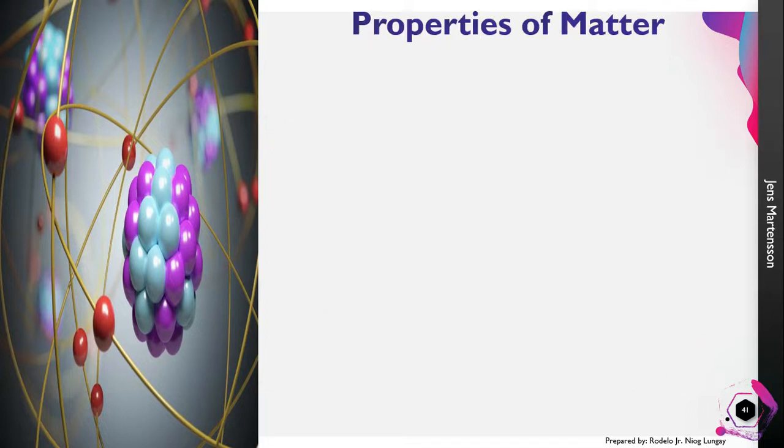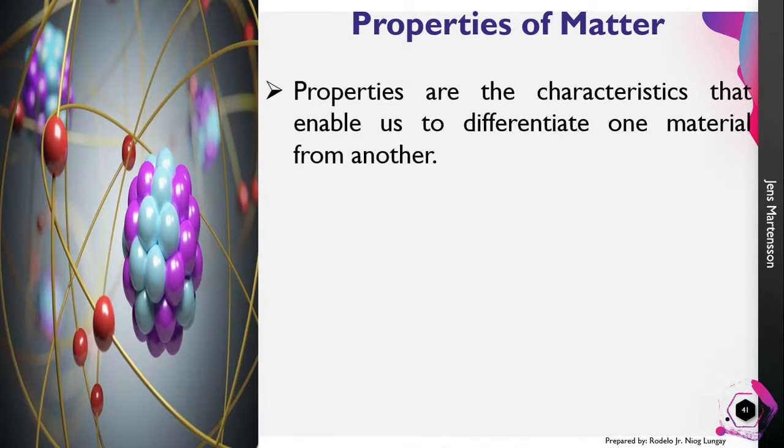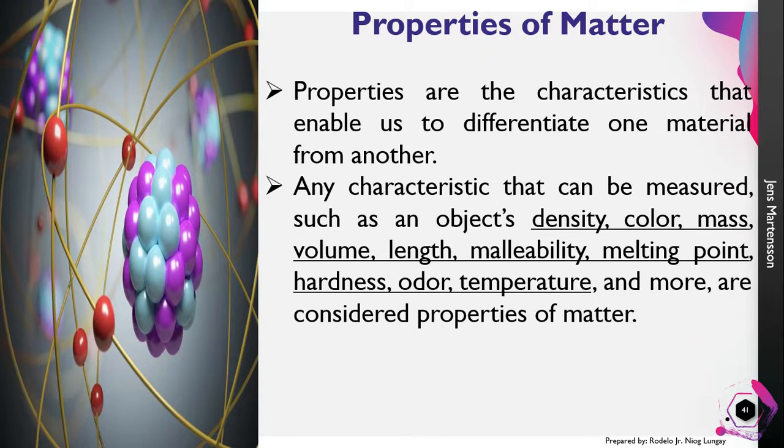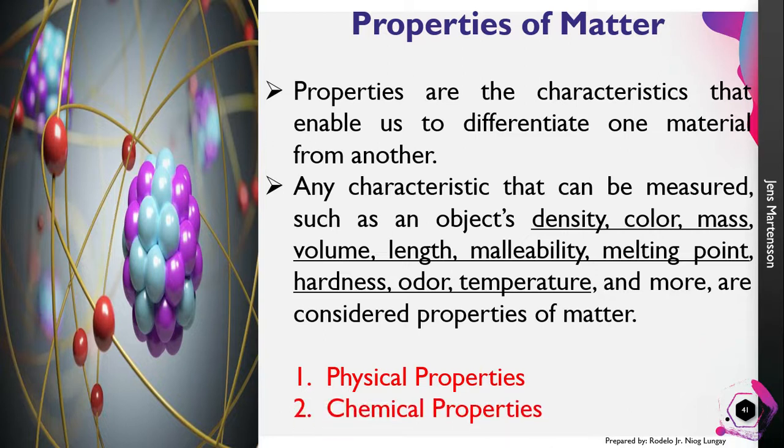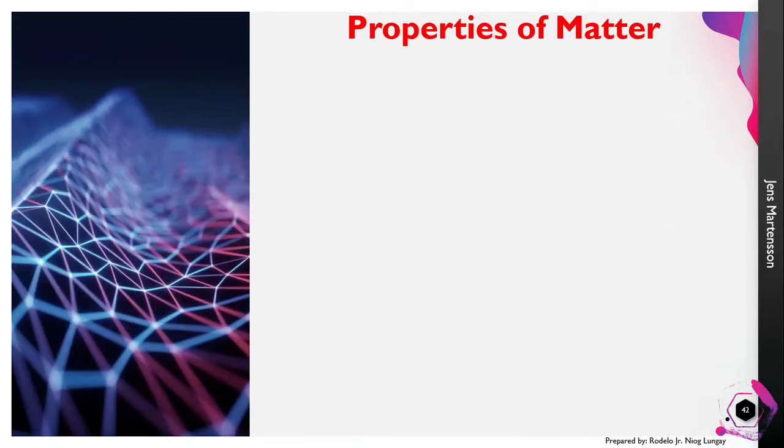Okay? Now let us talk about the properties of matter. So properties are the characteristics that enable us to differentiate one material from another. So any characteristic that can be measured, such as an object's density, color, mass, volume, length, malleability, melting point, hardness, odor, temperature, and more are considered properties of matter. So natay ginatawag na physical properties and chemical properties of matter. Okay?